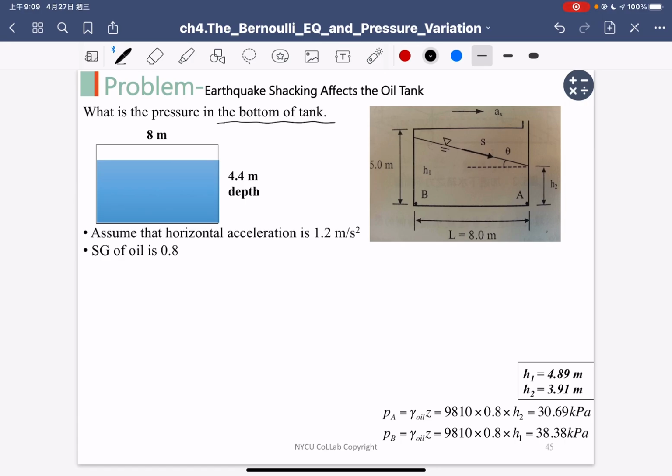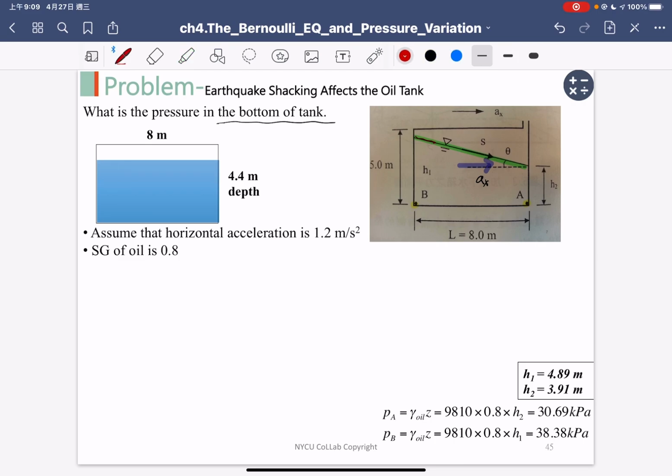So I point out two points, one point here, point B, and another point here, point A. And we know that the acceleration is the horizontal acceleration. This is the acceleration we call AX. But right now our liquid surface is along a straight line direction. This is our straight line direction. As I mentioned before, we apply Euler's equation along the straight line direction.